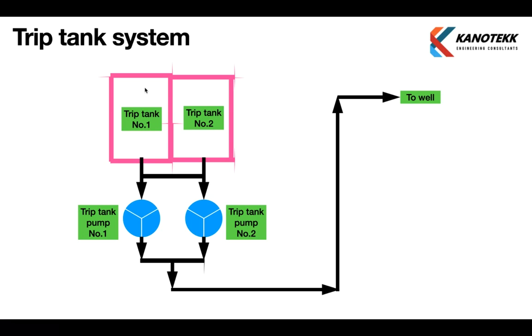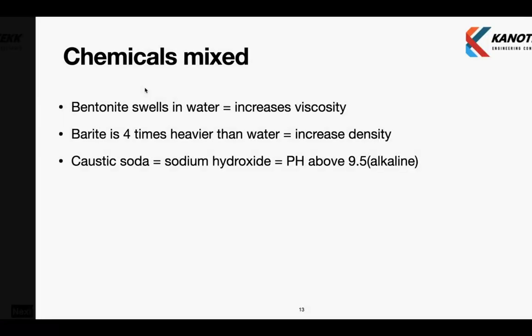Similarly, once we insert the drill pipe, the mud which comes out can be measured in the trip tank by collecting it from the flow line, which we earlier saw in the mud return system. So that is a basic function of the trip tank. Okay, so we will go to the next slide.